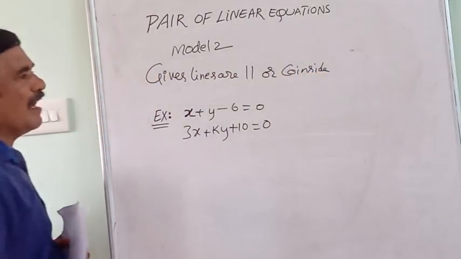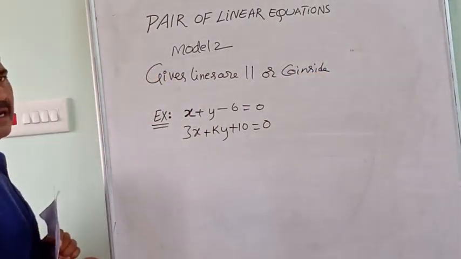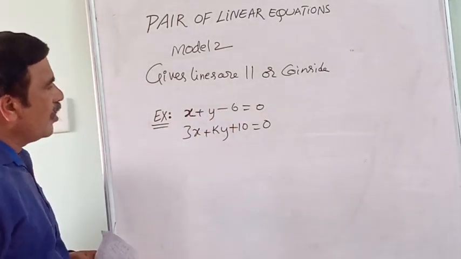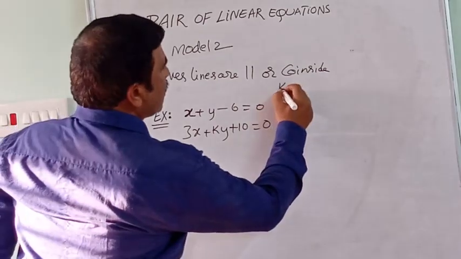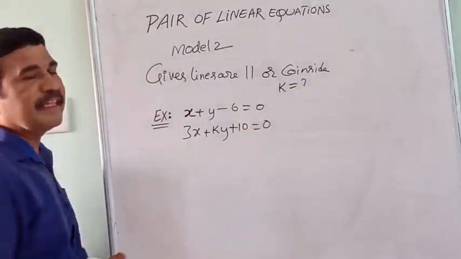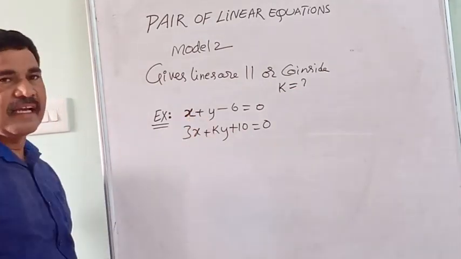He gives that the lines are parallel or the lines coincide. What he is asking is to find the missing k value. Somewhere k is present in the equations, either in the first or the second.